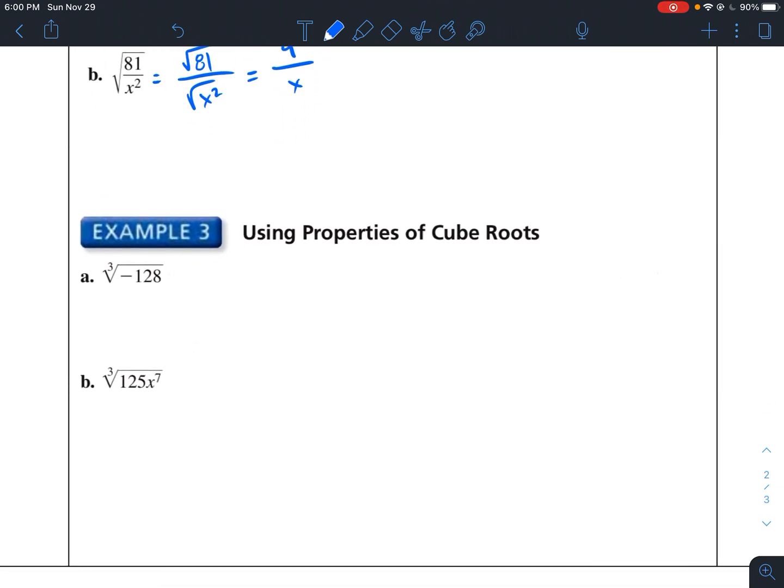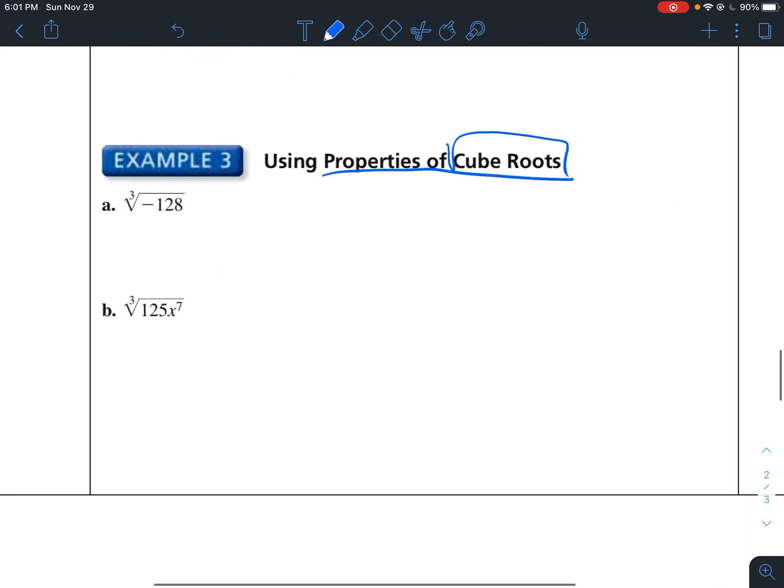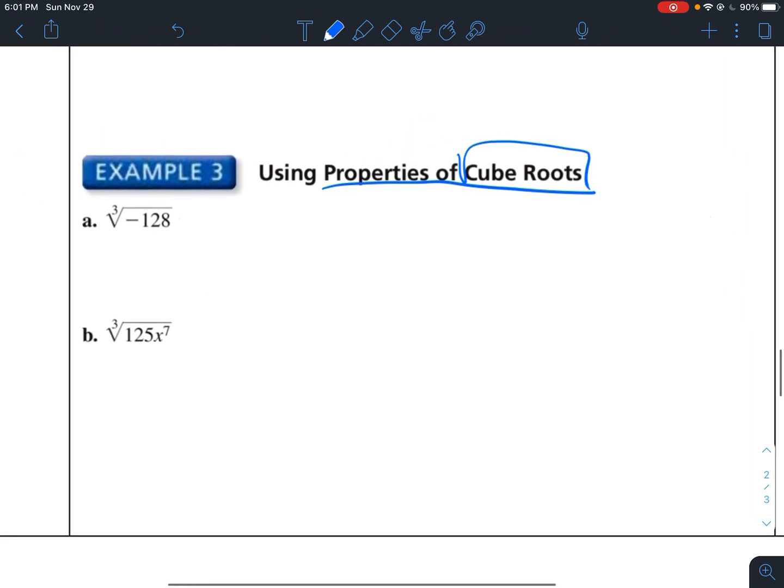So can we use the same properties but with cubed roots? Square roots mean that it has a root of power 2. A cubed root has a root of power 3. So this is a cubed root, this is a square root. Just oftentimes with square roots we don't write the number there. So, cubed root. Can we simplify this right here?